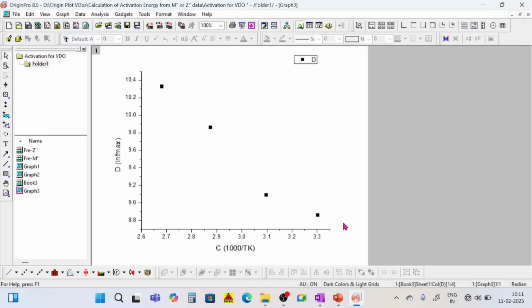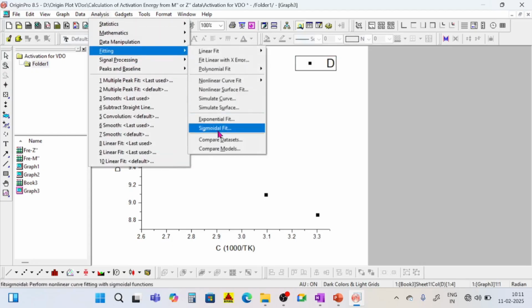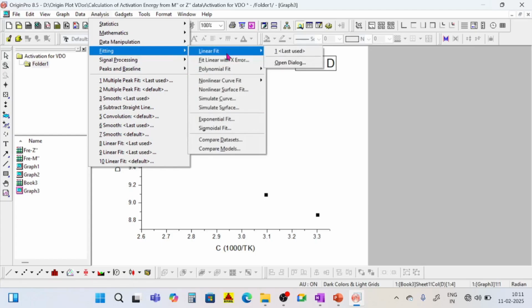Along x-axis we considered 1000 by T, along y-axis ln F max. Now we are going to fit this data as a linear fit to find the slope, right? So how are we going to do it with the help of Origin? Here the analysis tool is there. You have to click over here, you can find fit. So many fittings are there, but here we are going to use linear fit.